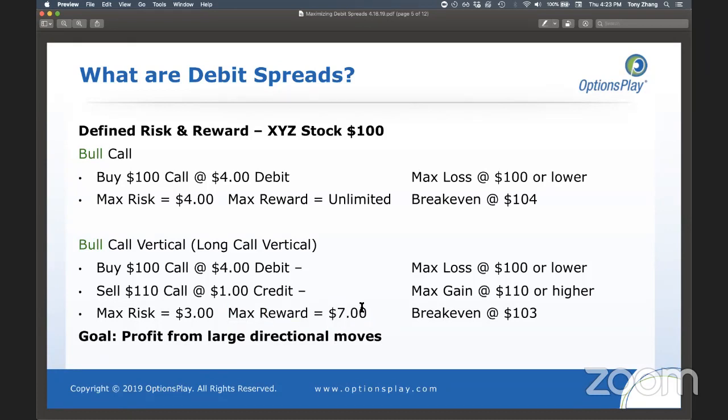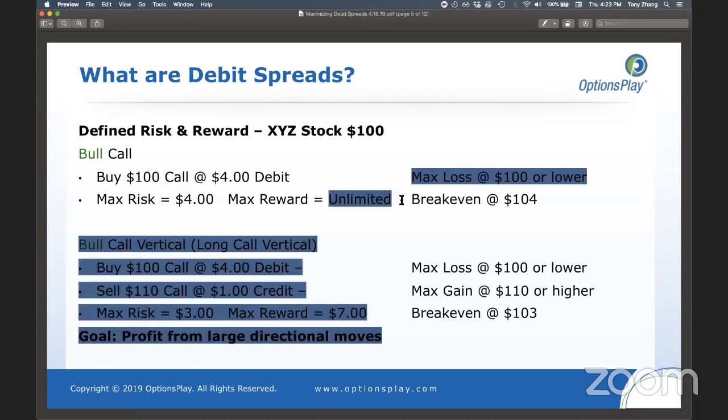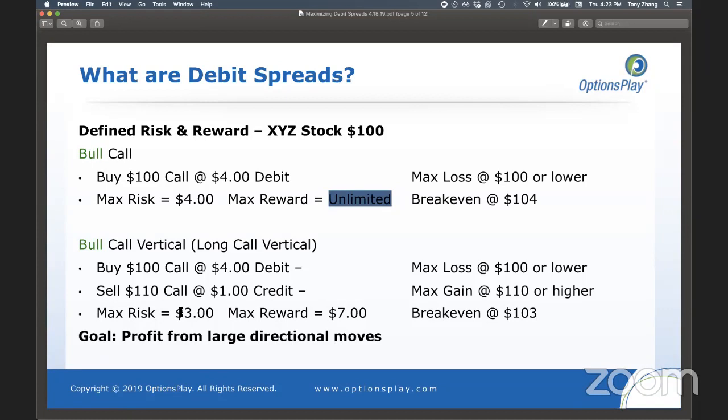So what you're effectively doing is you're reducing your risk, and you're exchanging that unlimited upside for a lower risk and a capped upside. Now, the goal here is to allow you to profit from a large directional move, a defined move in one direction or another, here using debit vertical spreads. So that is an example of how you would deploy a bullish viewpoint using a debit call spread.